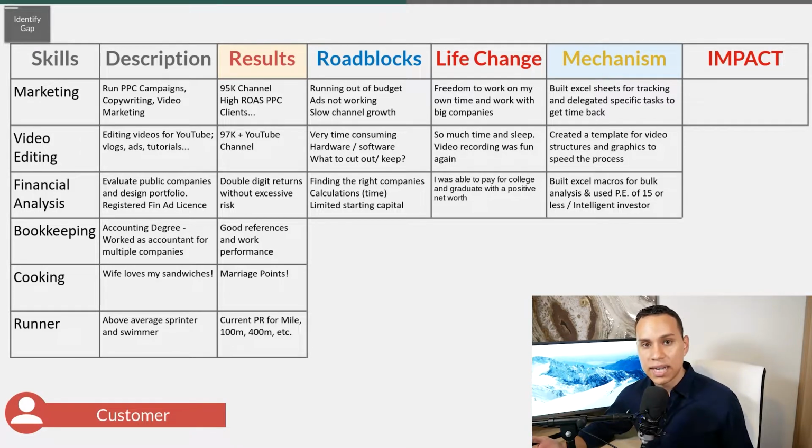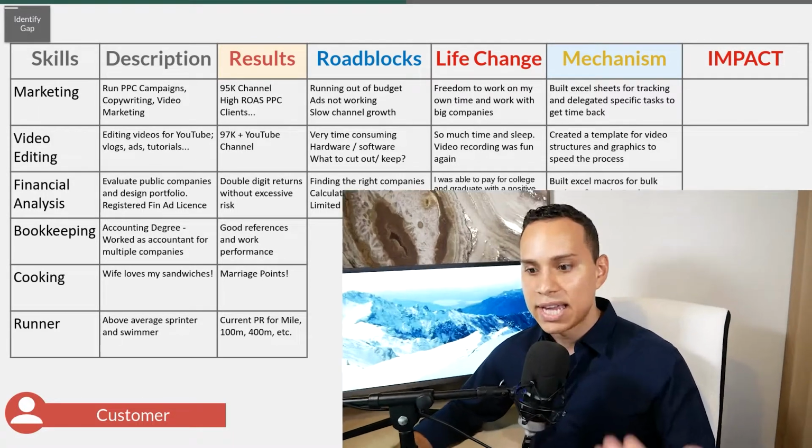And then with financial analysis, because I'm a giant closet geek, I was able to pay for most of my tuition with the returns I got and actually graduated with a positive net worth. I still had loans, but at least if I wanted to, I could have paid them all off. Probably should have in retrospect. And then the mechanism, just going through what did I create in order to have that life change and overcome those roadblocks. And so that's all there is to it, to identifying the gap.